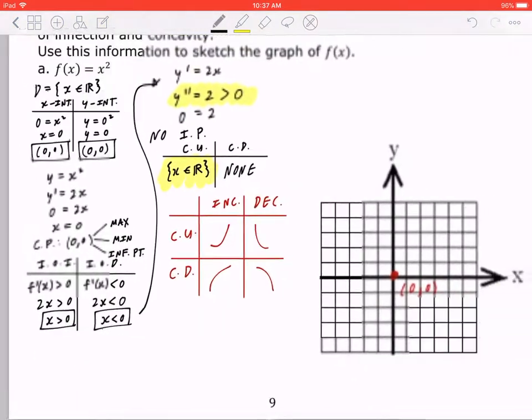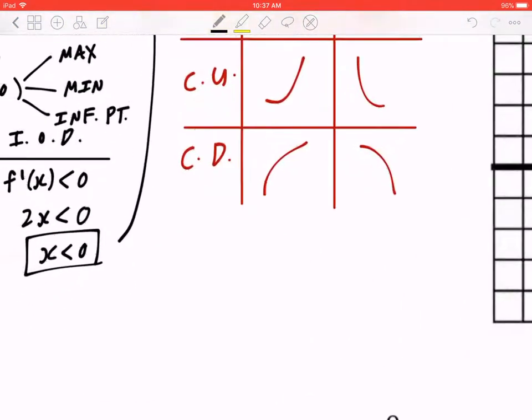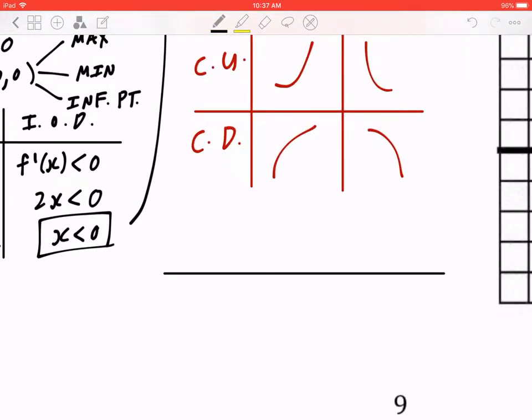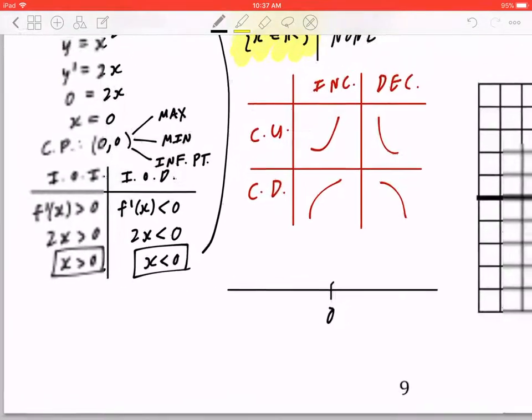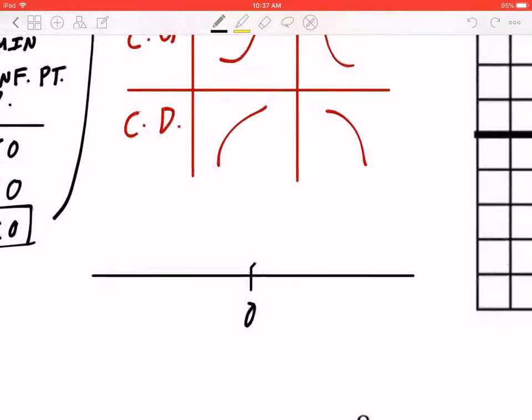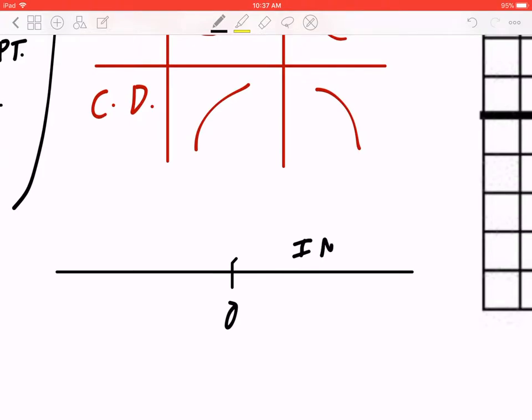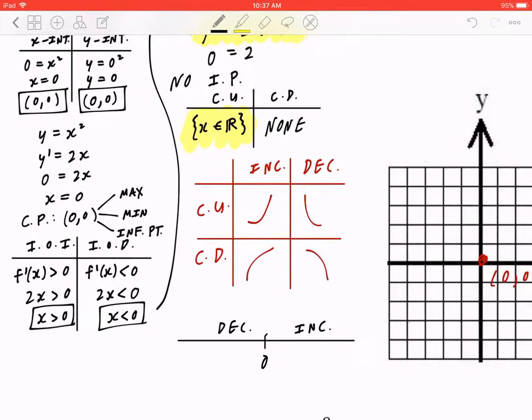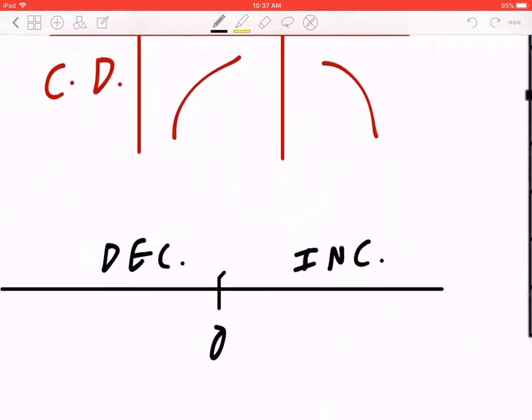So if I go back and I combine all of this, here's the number line. Now the divider is still going to be the critical point, 0, 0. And from here, we know the function will increase when it's positive. We also know the function is decreasing when it's negative. From here, we know the concavity, and it's always going to be concave up.